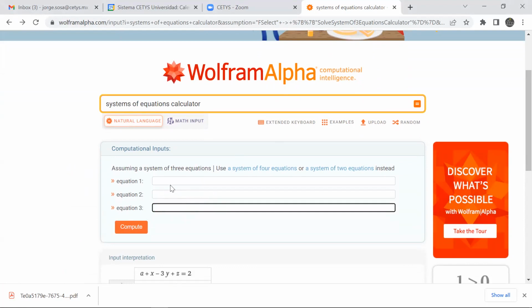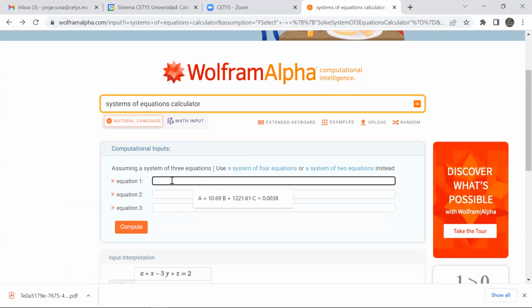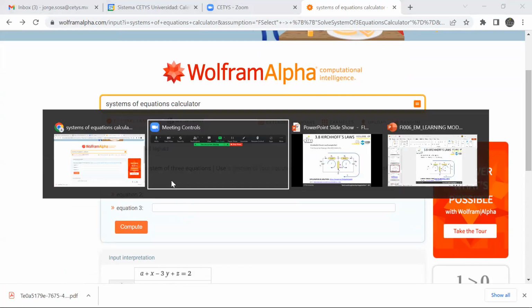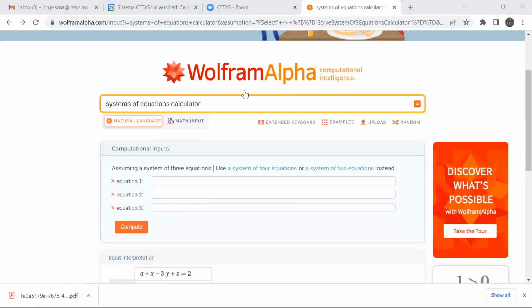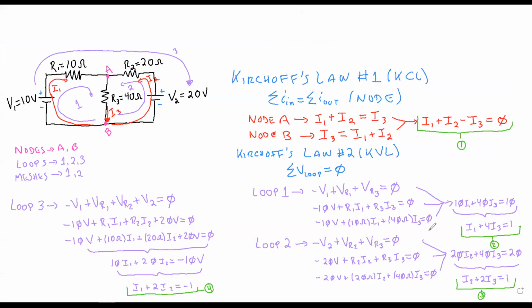And actually, these softwares, you can put the variables there. Let me just switch over here. So let's see, the first equation is I1 plus I2 minus I3 equals 0. That would be the first one.